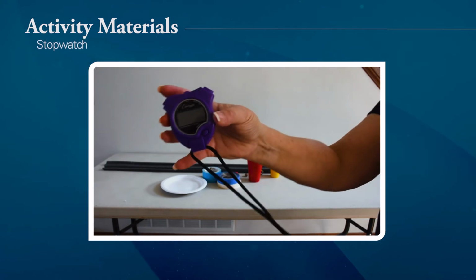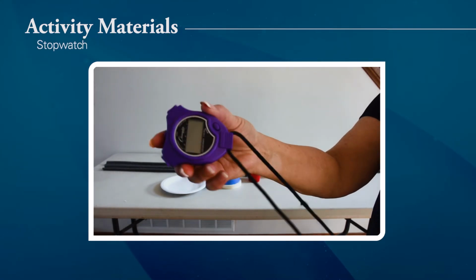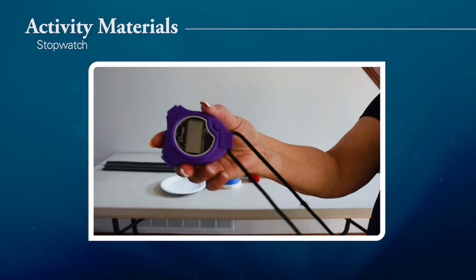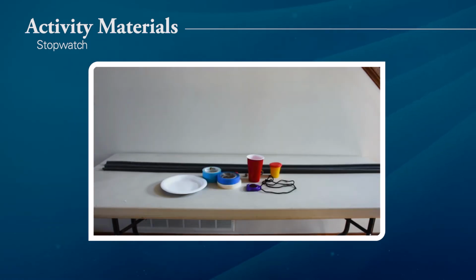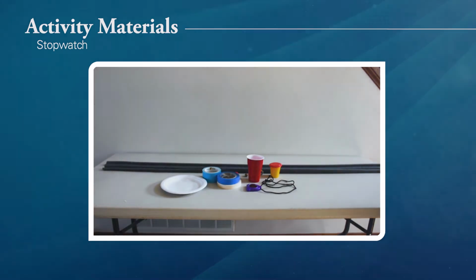As part of the data collection, we're going to want to time how long it takes the ball to go down the run. So you will need a stopwatch or other timing device to help you collect that data. Since we are using gravity as our force in this activity, we're going to need some height. You can use anything you have in the house, any furniture at all.